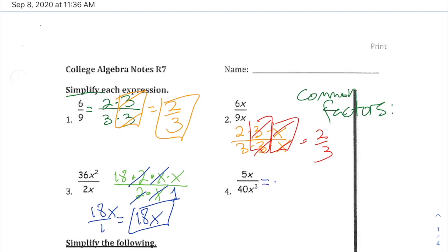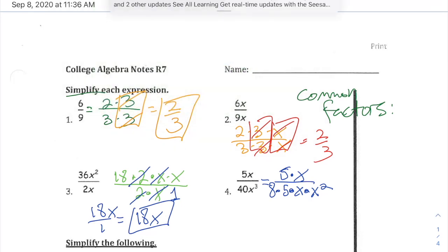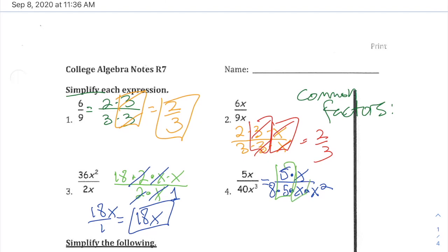Okay, next, same idea over here. 5, there's nothing I could do there. It's 5 times x. And 40, again, I'm going to just get the common factor here. So that's 8 times 5 times x squared. And again, what's common? 5 and x. But some students just want to bring the numerator or denominator up to the top. You cannot do that, right? So it's just 5 divided by 5 and x divided by x, which means my numerator is 1. So the completely correct simplified reduced expression is 1 over 8x squared.